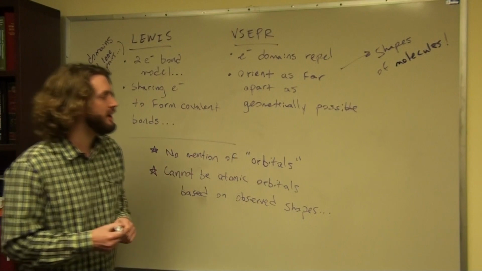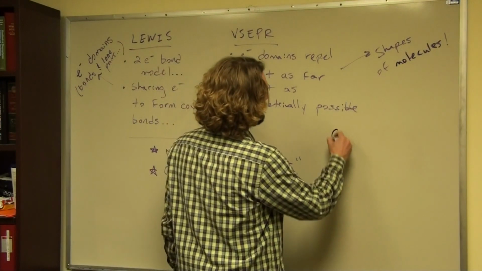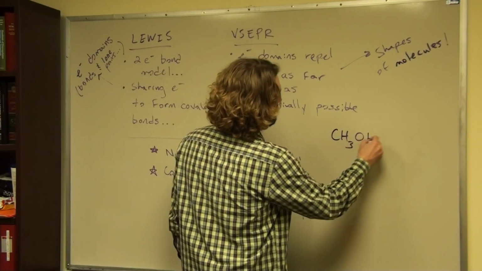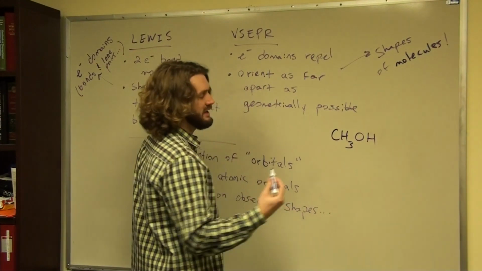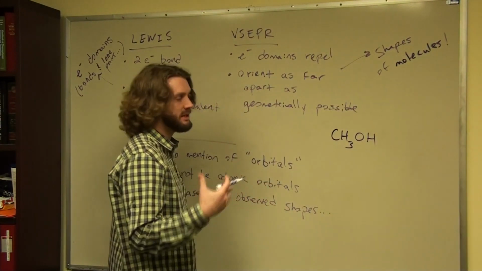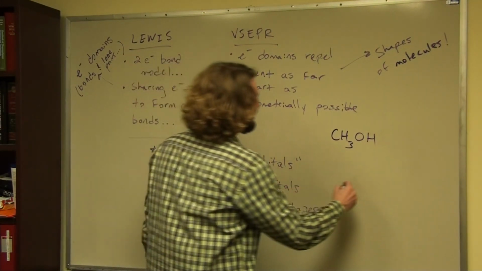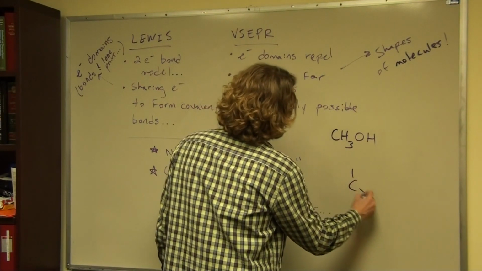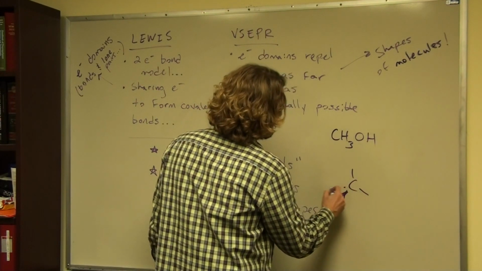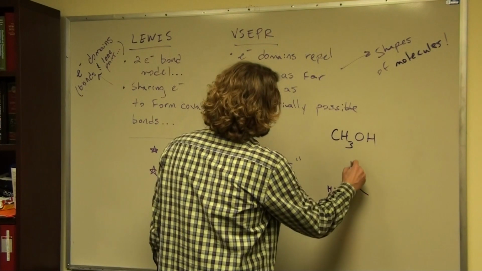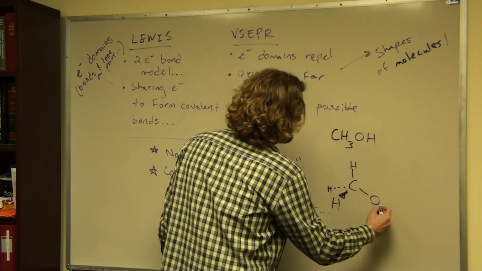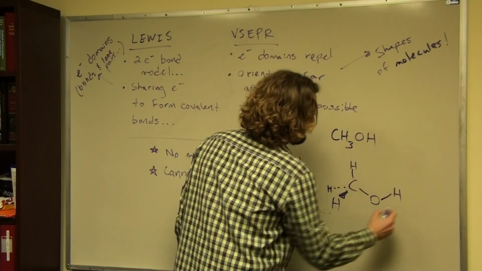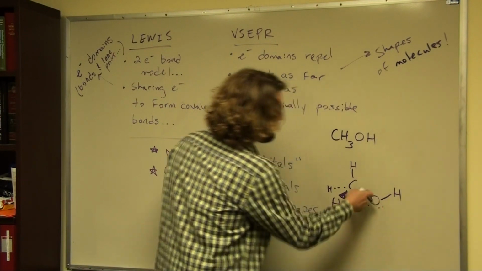So for example, if you had something like methanol, and you drew the Lewis structure and the VSEPR sketch, I'm going to skip the Lewis, but I'm going to draw the VSEPR. You would see that you end up with a tetrahedral carbon. You've got your oxygen that's actually bent. And let's draw the lone pairs there.